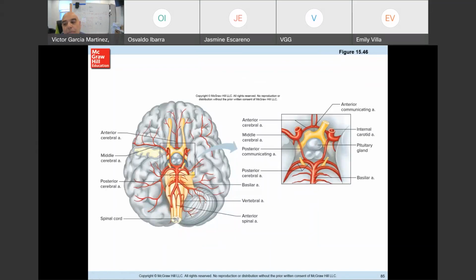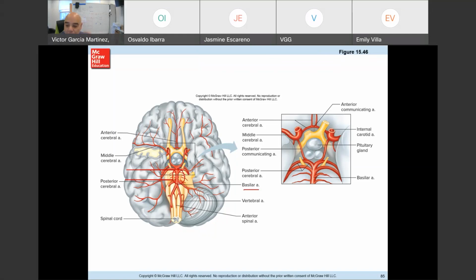Then this is the most important part of the irrigation in your head, guys. This is called the Circle of Willis. If you remember, I told you we have two vertebral arteries, and they're going to be together in one artery. These two are the vertebral arteries, and when they are together, they form this artery called the basilar artery, which is the posterior part of the Circle of Willis.